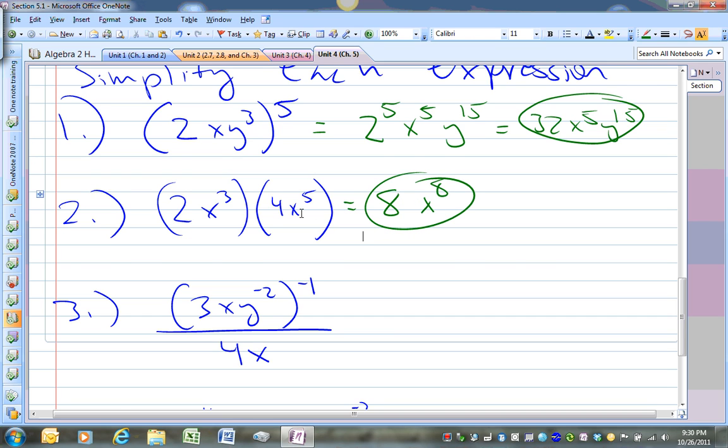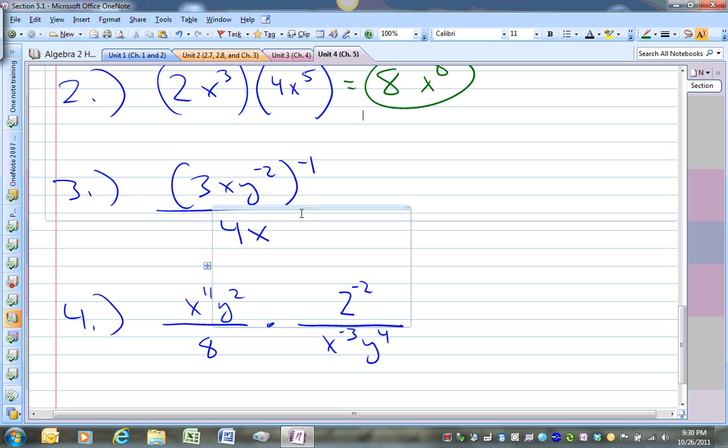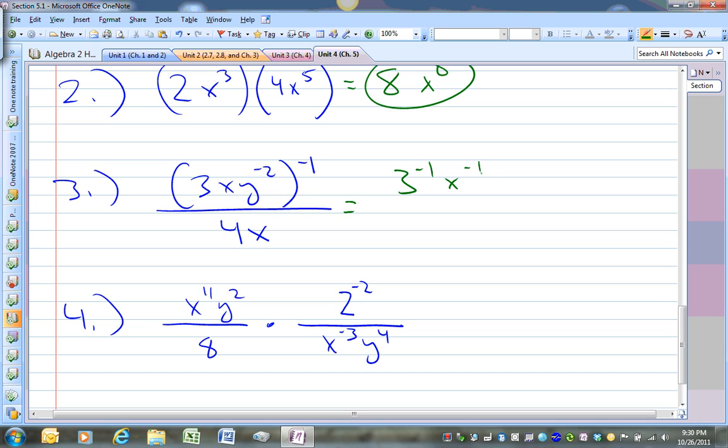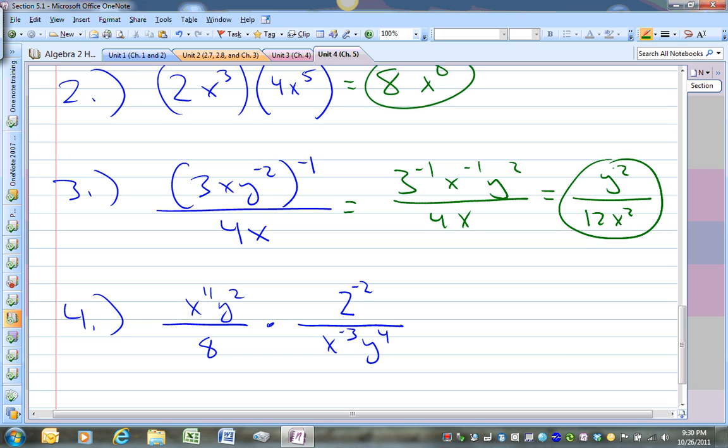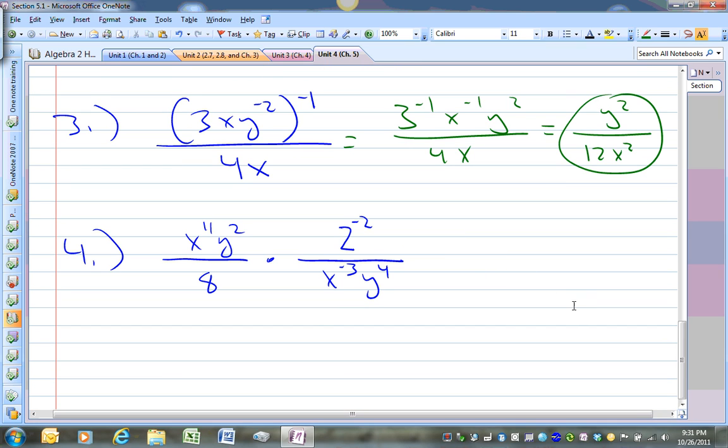Here I have a negative exponent, so we distribute that first. So 3 to the negative 1, x to the negative 1, y squared, over 4x. Then I can take care of the negative exponents. So the 3 to the negative 1 and x to the negative 1 go in the bottom, making it 12x squared. And we get x squared because x to the negative 1 goes in the bottom, and there's already an x there to begin with, so the two x's become x squared.